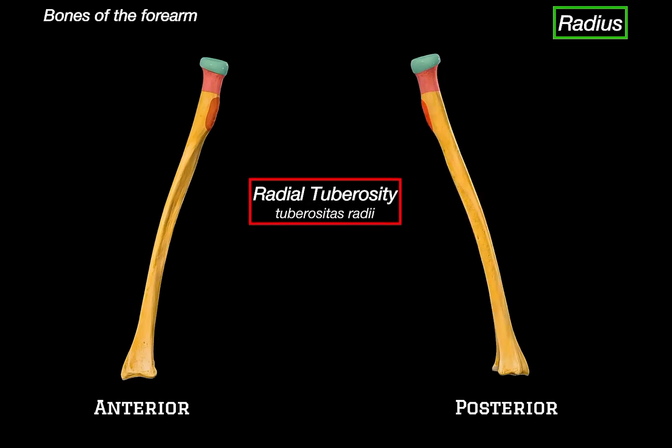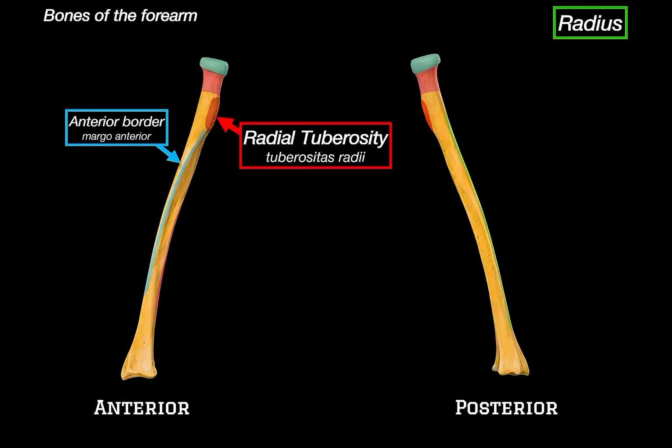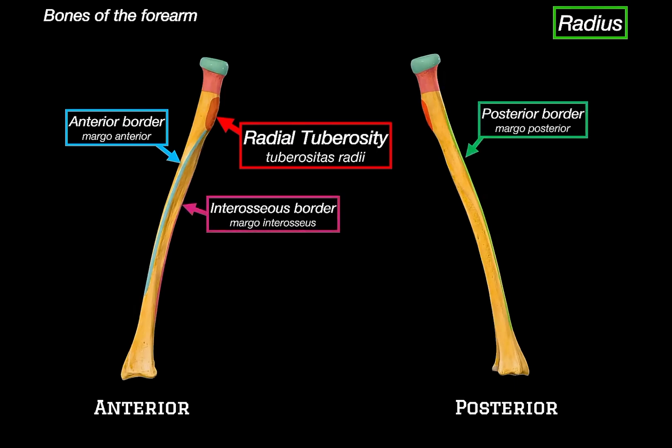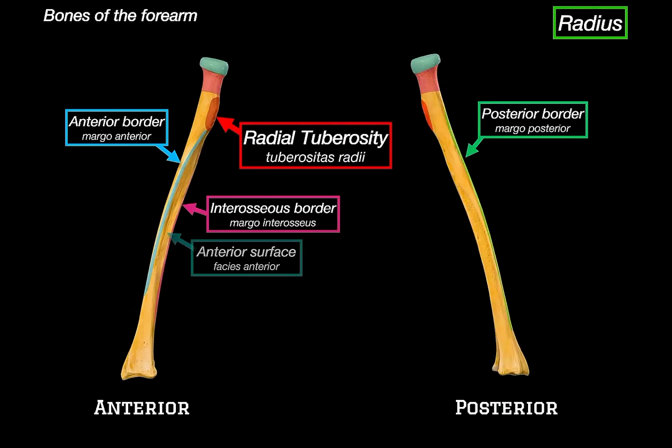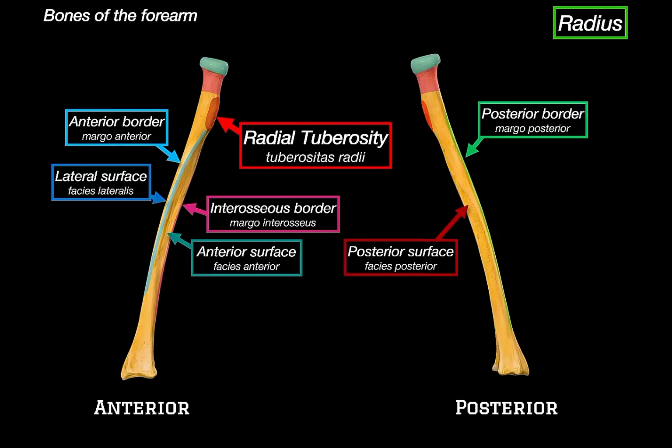The shaft of the radius also has three borders: anterior border, located along the front of the bone; interosseous border, positioned medially and facing the ulna; posterior border, located along the back of the shaft. The interosseous border provides attachment for the interosseous membrane, a strong fibrous sheet connecting the radius and ulna. This membrane stabilizes the forearm and helps transmit forces between the two bones. Between these borders are three surfaces: anterior surface, posterior surface, lateral surface. Each surface serves as an attachment site for muscles of the forearm.